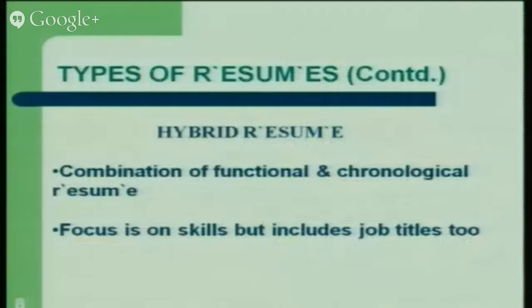Next point, as you will see on the slide, the hybrid resume focuses on skills but also includes job titles, because I want to show my growth, I want to reflect my growth, that I have had a taste of every job or most of the jobs or many industries during my professional career.